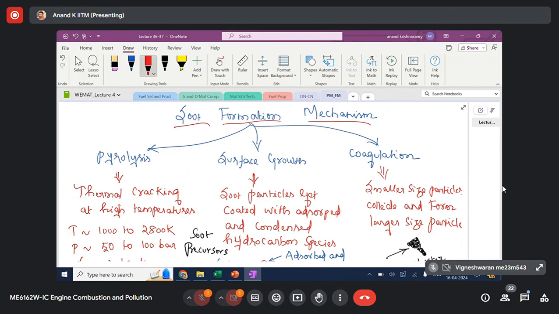It happens in three steps as indicated here. The first step is the pyrolysis reaction. Then you have the surface growth reaction, then coagulation. These three are the processes involved in getting the soot particles in the engine exhaust. So what is this pyrolysis? Any idea?